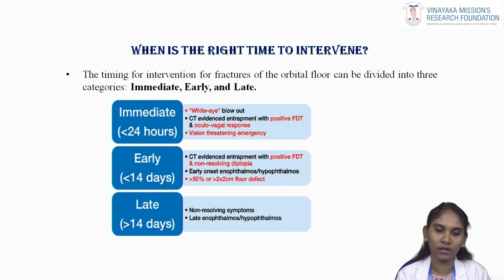So what is the right time to intervene? There are three timings for which we do immediate, early and delayed. Immediate is done within less than 24 hours, for white eye blowout fracture and CT-evident entrapment with positive force duction test and oculocardiac response, and vision-threatening emergency. For these cases we operate within 24 hours. Whereas early, that is less than 14 days, is for CT-evident entrapment with positive force duction test and non-resolving diplopia, enophthalmos and hypophthalmos, more than 50% or 2 by 2 centimeter floor defect. Late intervention is done for non-resolving symptoms, late enophthalmos and hypophthalmos.